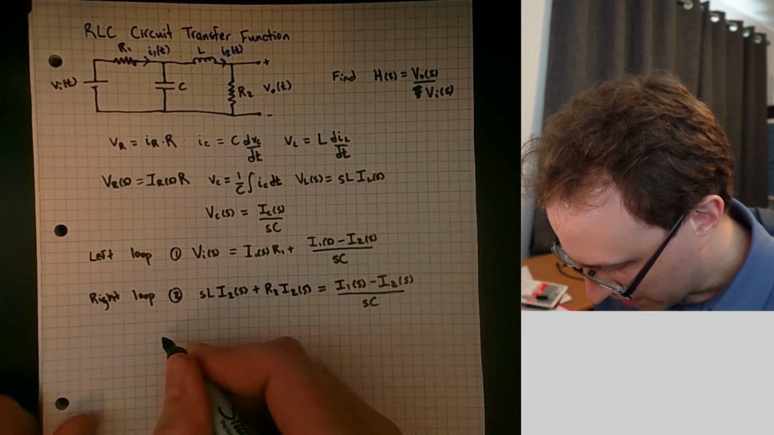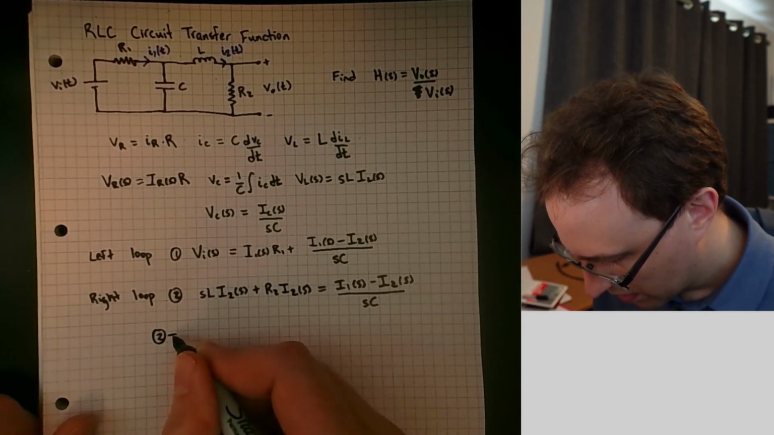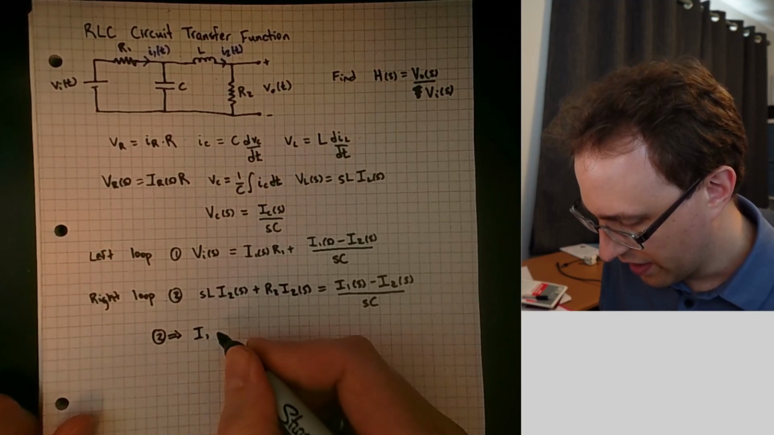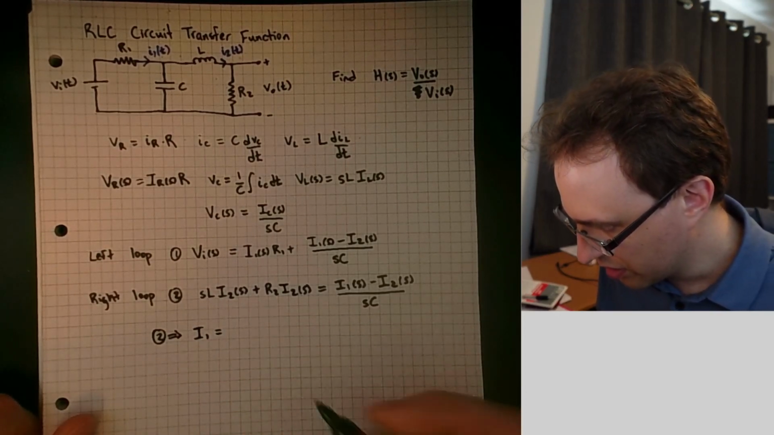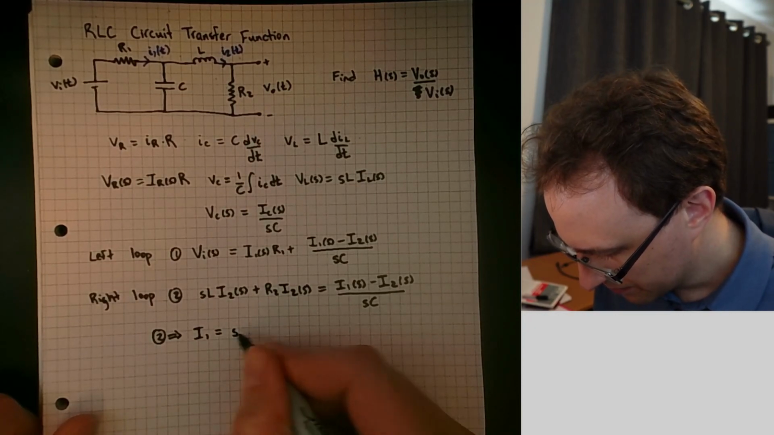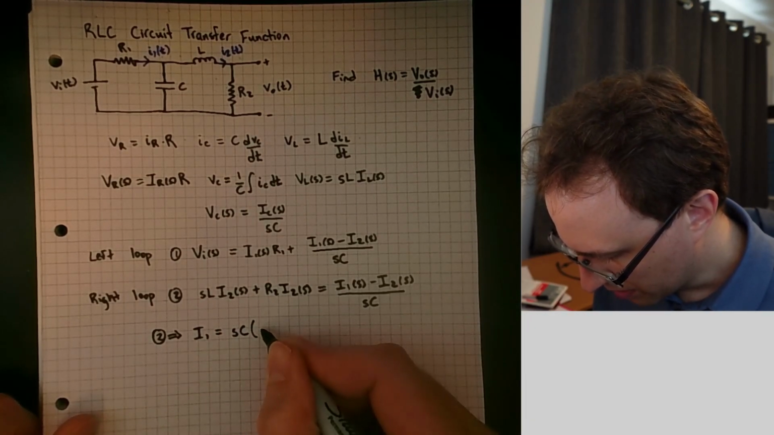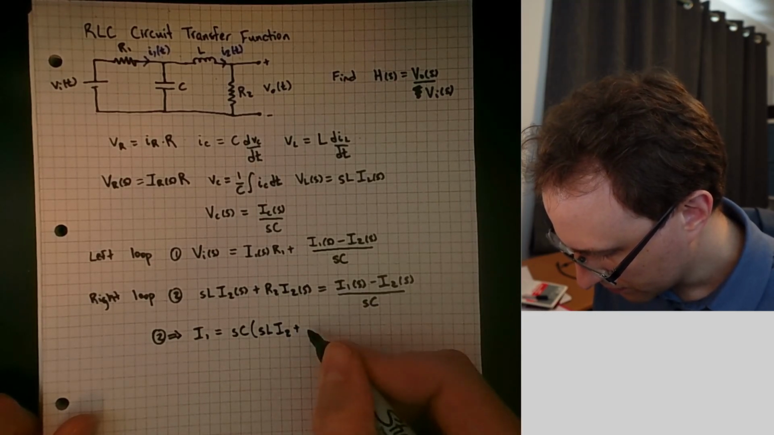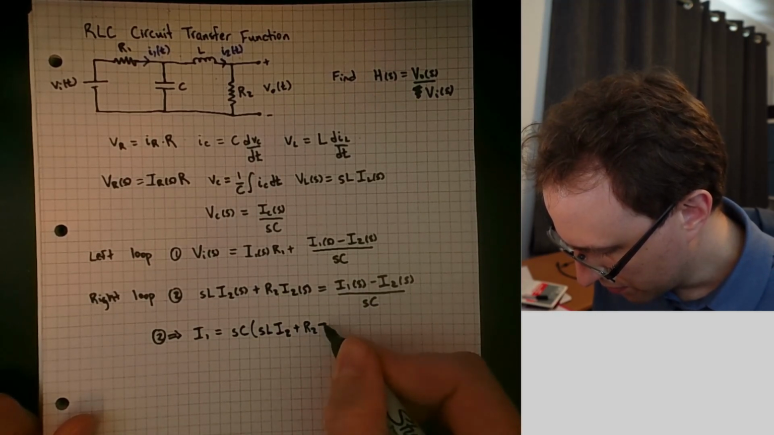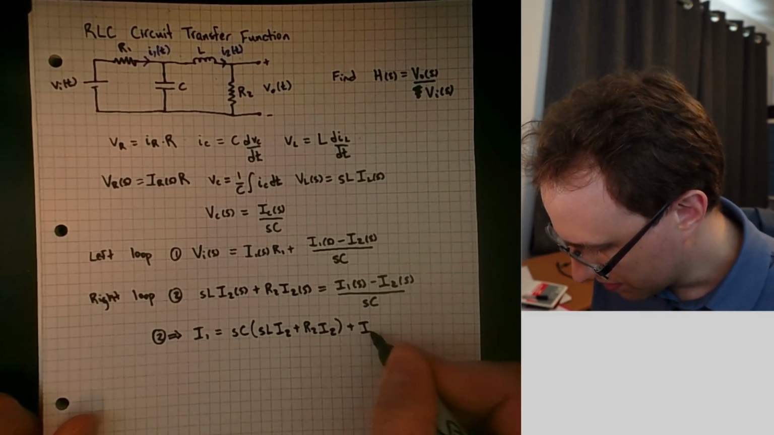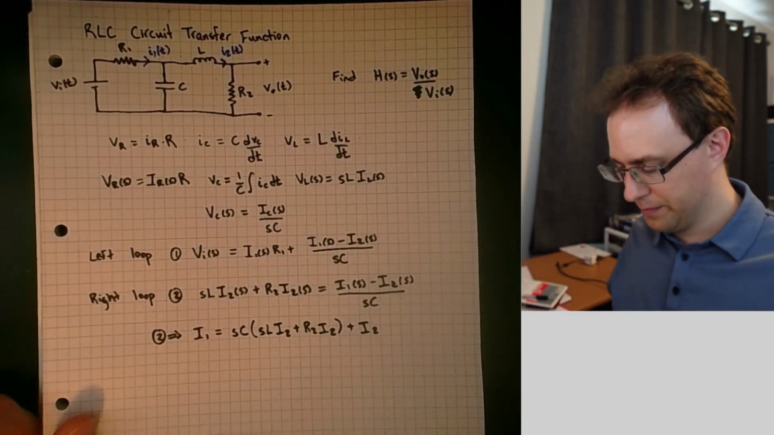So if we write that down here in full, we'll get I1. Again, we're dropping the of S's just to simplify the notation a little bit. We will get S times C multiplied by S L I2 plus R2 I2 and then plus I2.